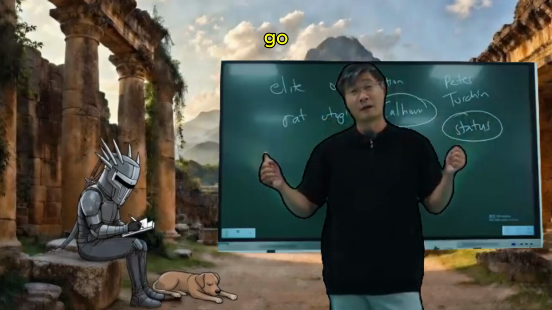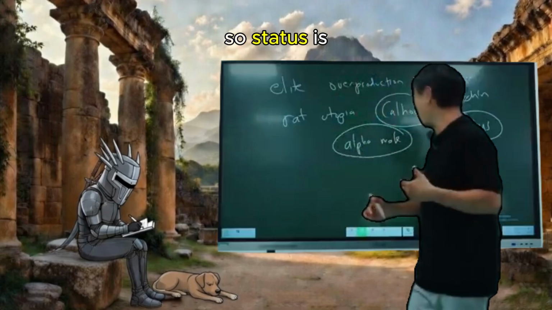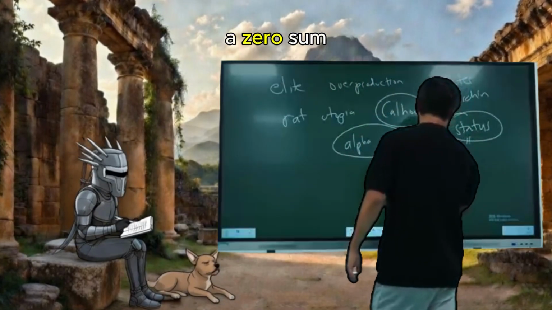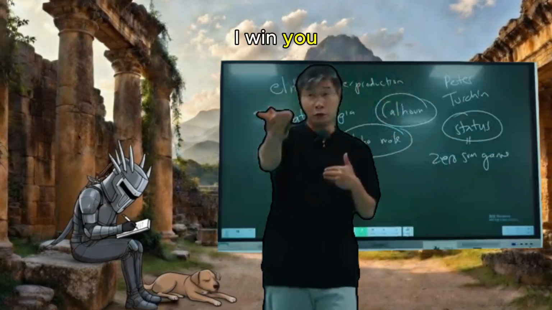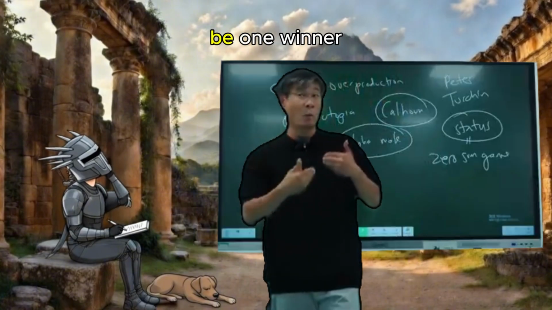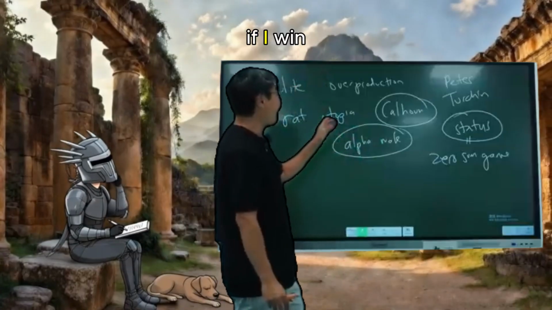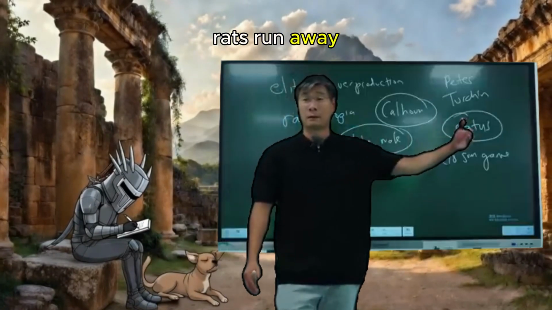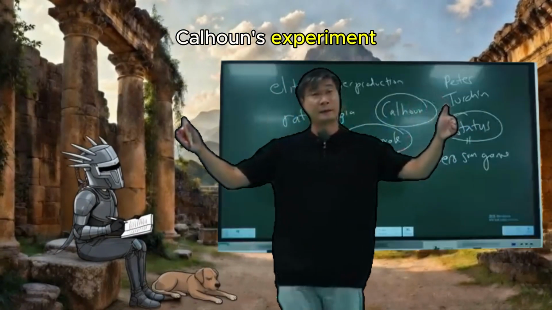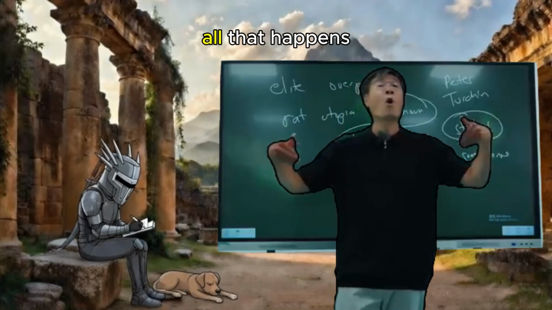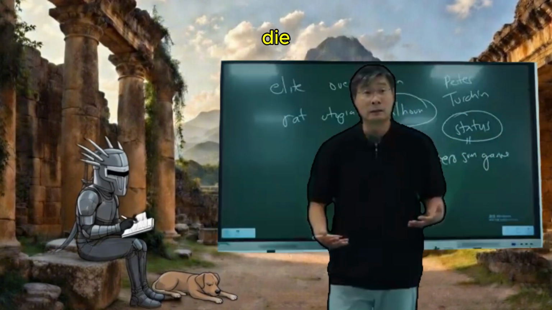There's no place for them to go. They're stuck where they are. You understand? So status is what we call a zero-sum game. I win, you lose. Okay? There can only be one winner. But in nature, if I win, then the other rats run away and try to build their own colony. But in James Calhoun's experiment, there's no place for them to go. And so all that happens is they keep on fighting each other until they die.